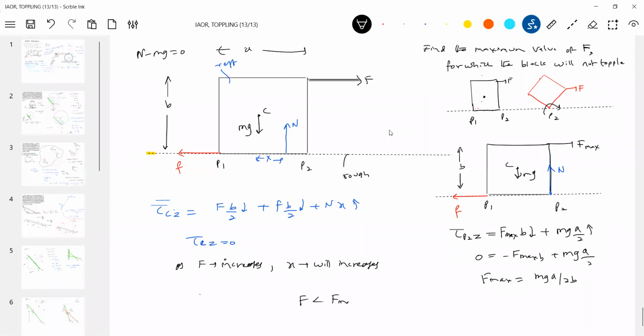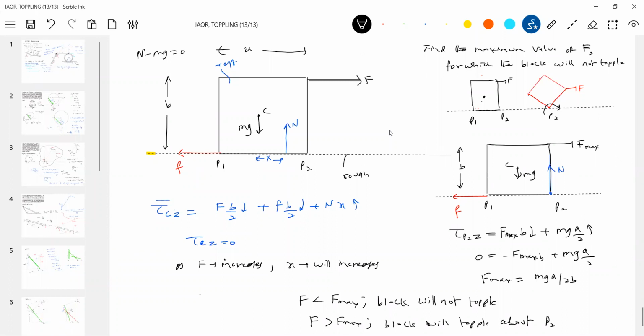F less than F max, the block will not topple. F greater than F max, the block will topple about P2. Okay, this is about the toppling that I brought. Topple means it's going to tilt about point P2.